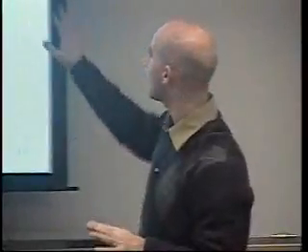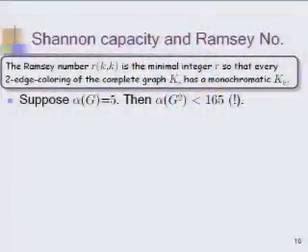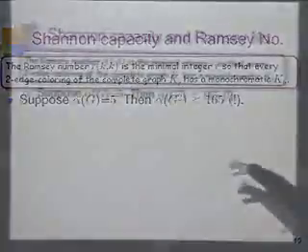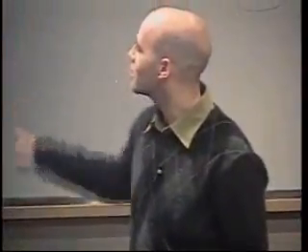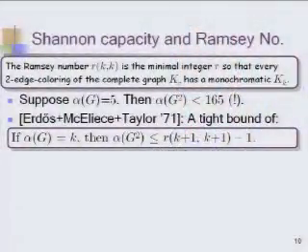And we want to find the minimal integer R such that every two-edge coloring will contain some monochromatic K_k. That's our K_k, and it's a nice claim. It follows easily that if you have alpha of G equals 5, then alpha of G squared can't exceed 165. This is yet to be improved. No one knows R(6,6). This is the best bound known today for this Ramsey number.